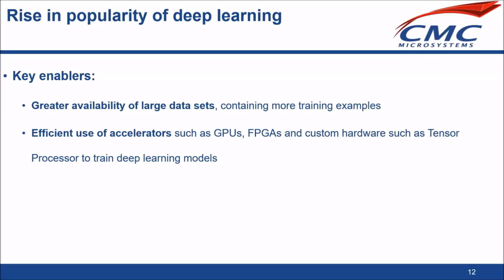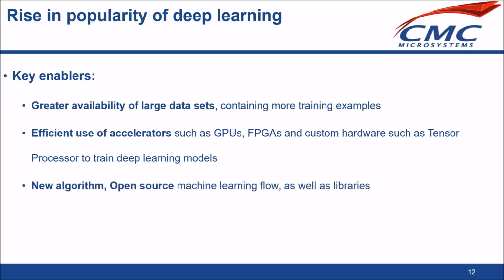Not forgetting something also very important: innovation around the algorithms, open source machine learning frameworks, as well as libraries, which make it easy to design for this application. As an example, there are many CNN models available, as we're going to see in one of the slides, that are different variants of CNN, including GoogleNet, AlexNet, and others. So we're going to compare these, and we're going to use one of these CNN models for this demonstration.